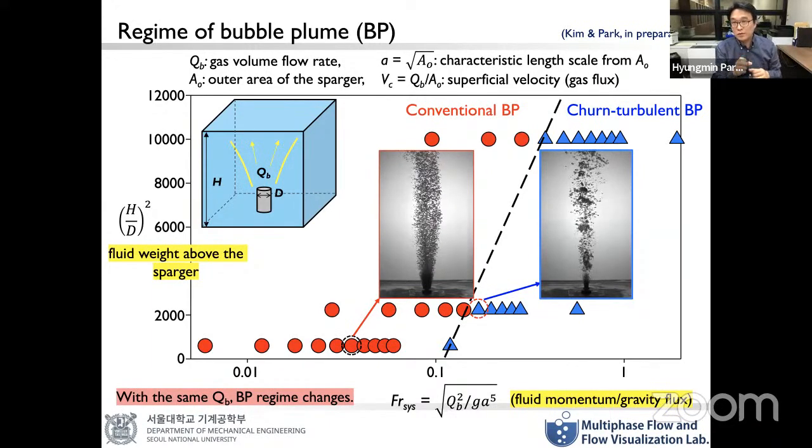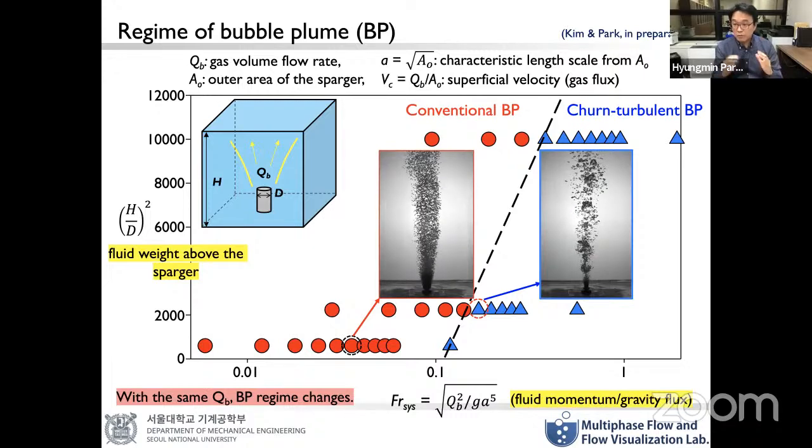So that is the H over D, as shown here, the fluid weight above the sparger, a kind of hydrostatic pressure. So that is one thing. For the Froude number, we actually gave a physical meaning to this Froude number as shown here. It is the ratio between the fluid momentum, which is given by the rising bubble plume, right?